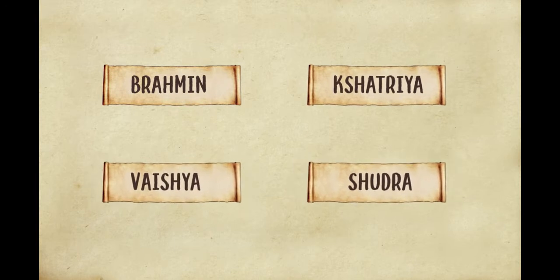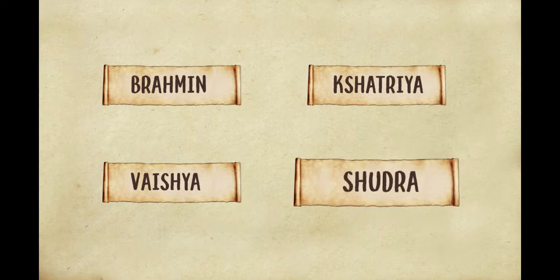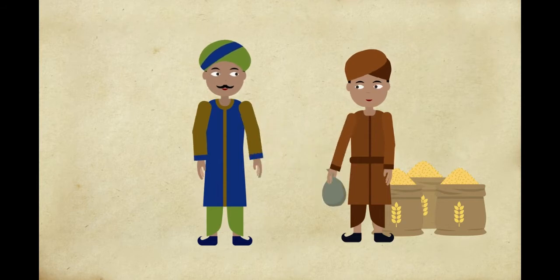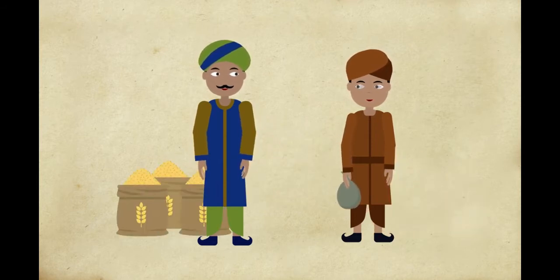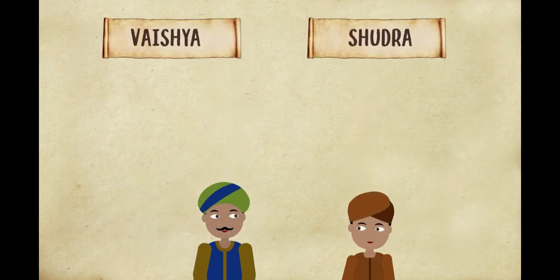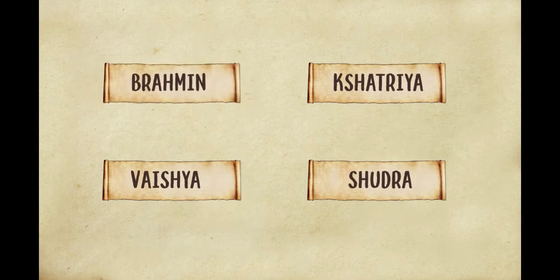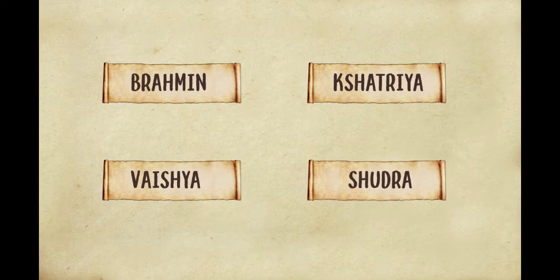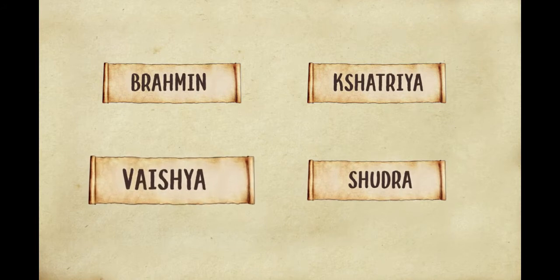That's right, he's farming, which means he's most likely a Shudra. This is Samir. Based on his actions, to which ancient Indian social class or varna does he most likely belong? Is he a Brahmin, a Kshatriya, a Vaishya, or Shudra? That's right, he's exchanging goods, which means he's most likely a Vaishya.